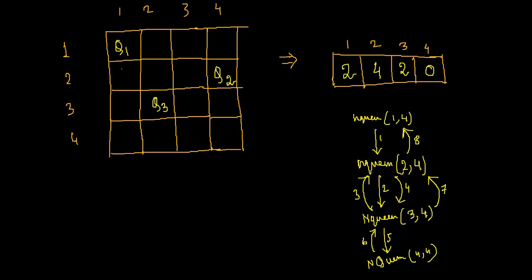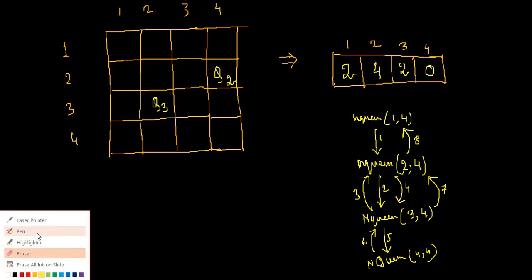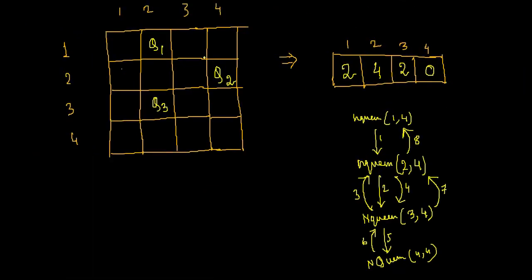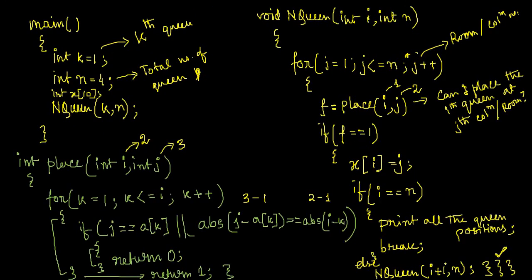As if queen 1 has actually relocated to the next index. As soon as it has relocated to the next index, what will happen? This queen 1, 4 will again call queen 2, 4 from this line, because a new position has been decided, and then again queen 2, 4 will be called.